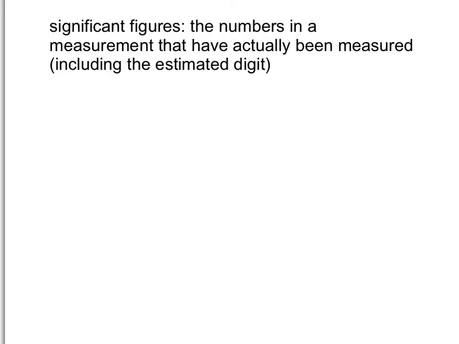Here's the definition of significant figures. When you are looking at the numbers in a measurement, significant figures are the numbers that have actually been measured, and that would include your estimated digit. So you might be thinking, well, what kind of numbers wouldn't be measured? And that would usually apply to zeros that are just holding place value.